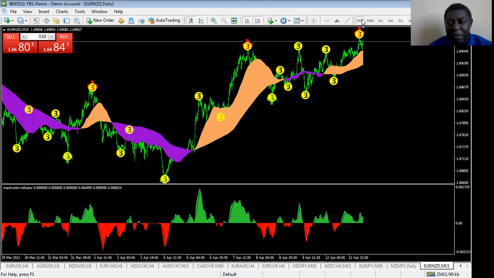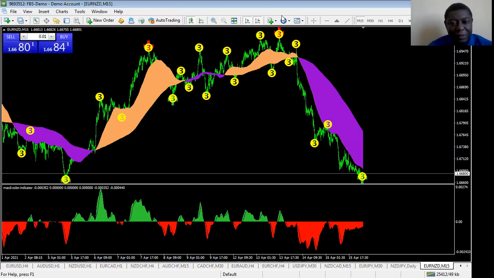So if you look at it here, I would take a retest after the 50 breaks through the 200, and then we have a retest. That's when I'm going to take the trade, right?